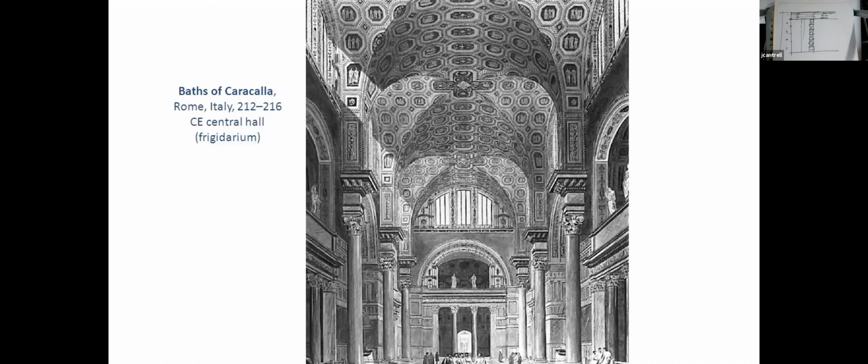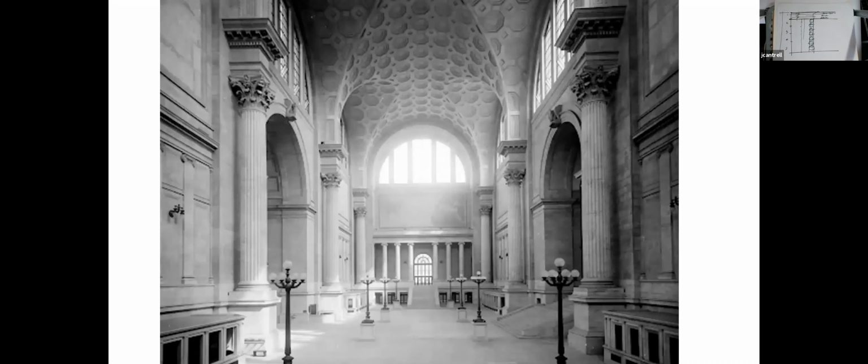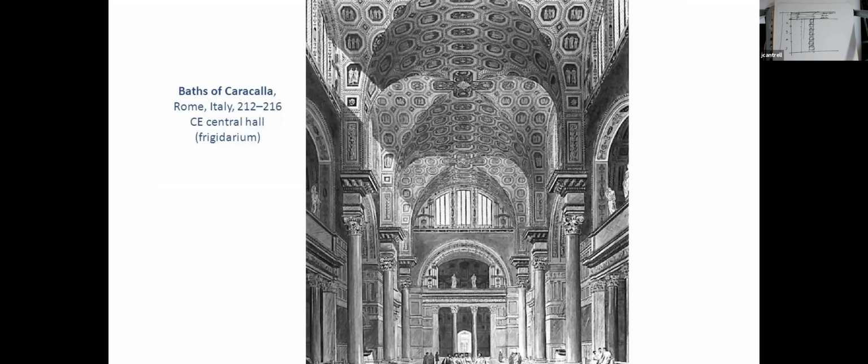Again, this is a reconstruction drawing of the baths of Caracalla, which is a model for Penn Station. Here's Penn Station, all carved out of probably stone and marble. And what a shame for this to be demolished for modern sensibilities. It looks just like you're walking into the baths of Caracalla.